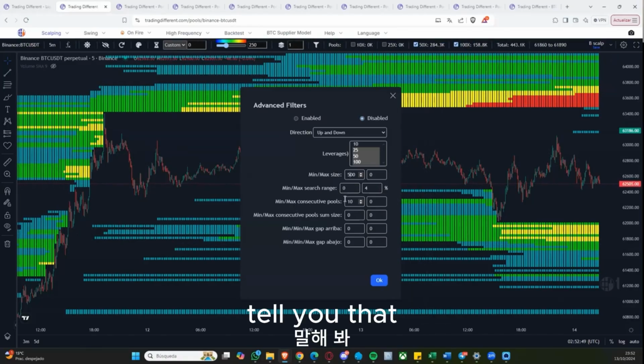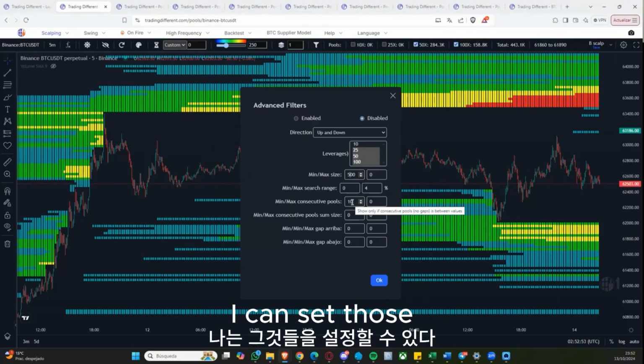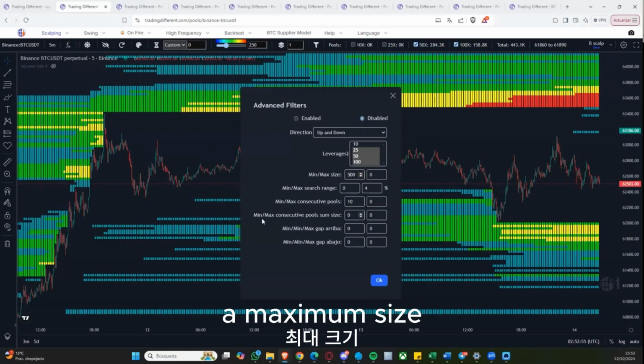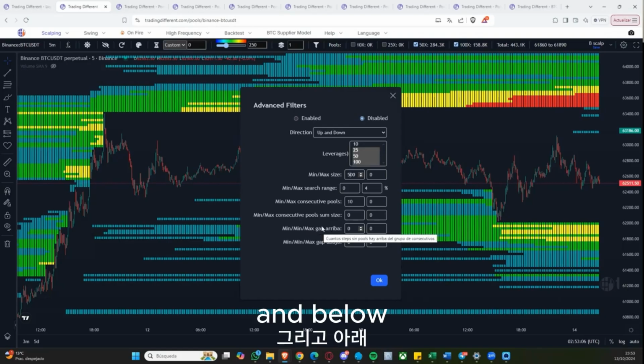I also tell it that there must be at least 10 consecutive pool lines as a minimum. I can set those consecutive lines to have a maximum size. I can also define a gap, that is, a zone without liquidity or black zone. This gap can be set with a minimum and maximum both above and below. I will not apply a gap in this case. I will leave it as is to see a concrete example.